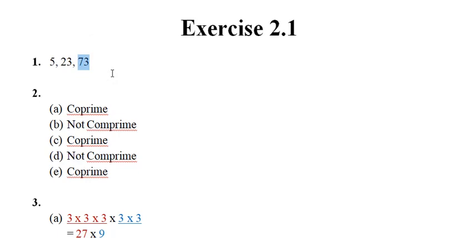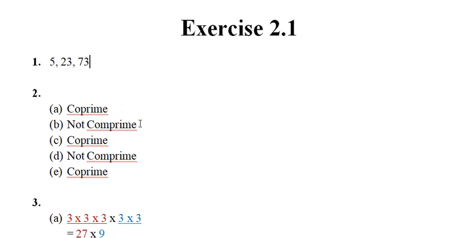Now 77, 117, and 136 are also not prime numbers because they have more than two factors. So from question number 1 we can see that there are only three prime numbers, that is 5, 23, and 73.